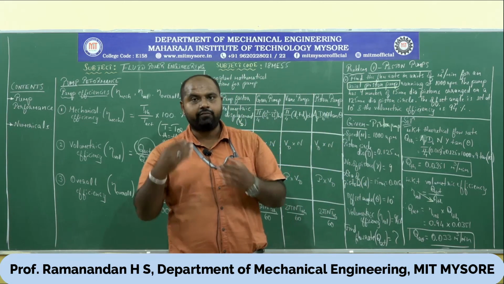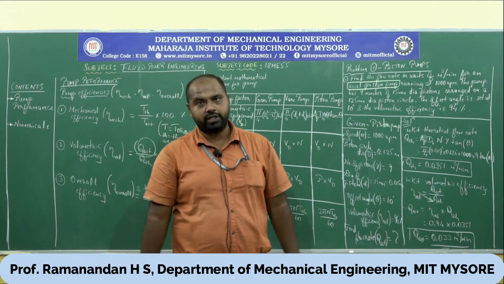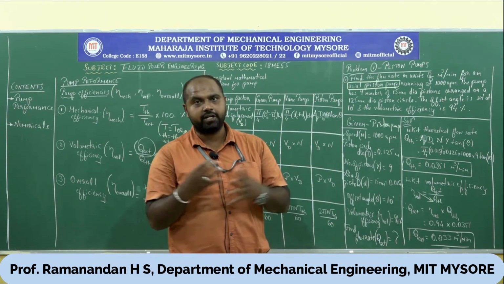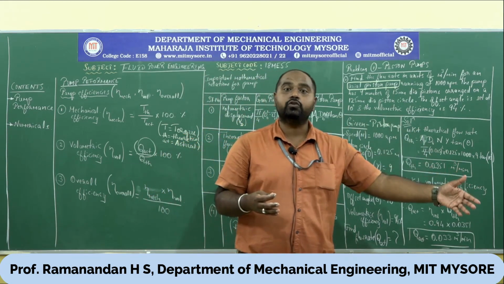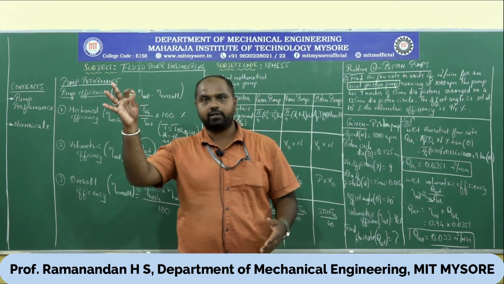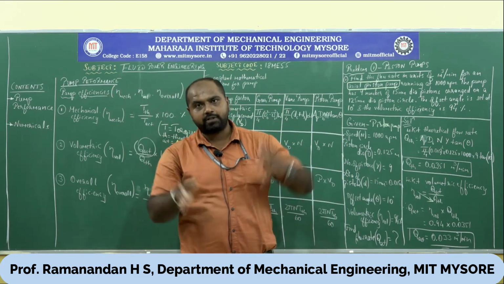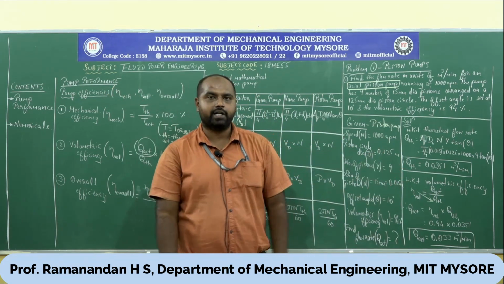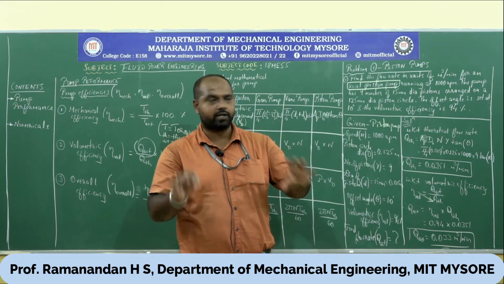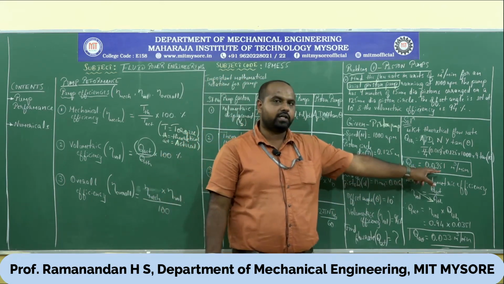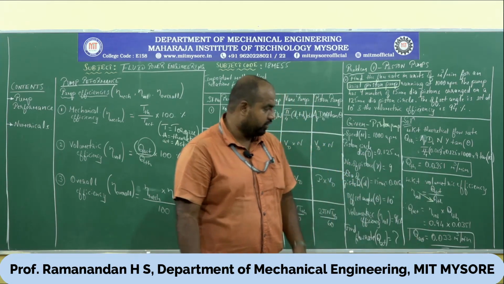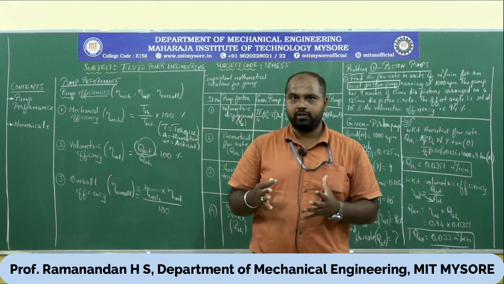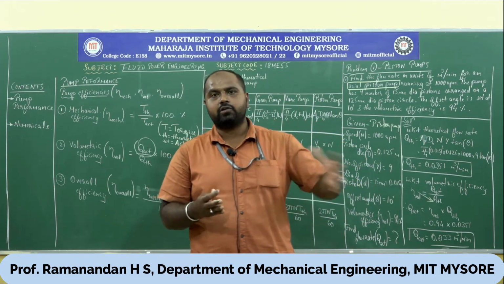0.033. 94% of Q theoretical is the Q actual. That is the meaning of it. Whatever discharge you have calculated, 94% of that will be the actual discharge by the pump. This is the conclusion we get. So if 0.0351 is the theoretical discharge, the actual discharge will be 0.033, 94% of it. So this is how you arrive at a solution.